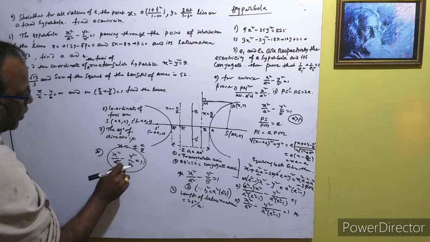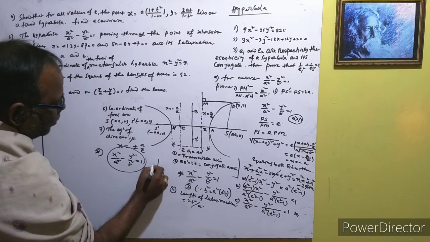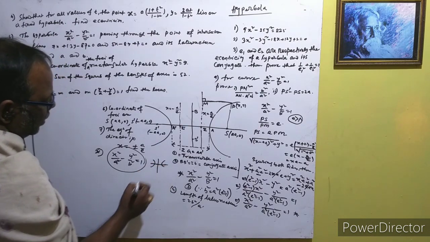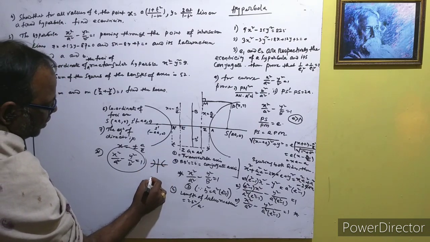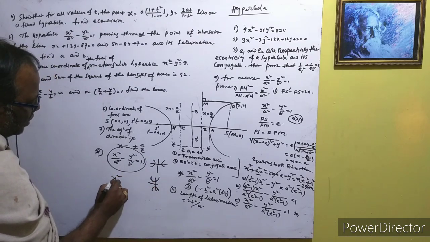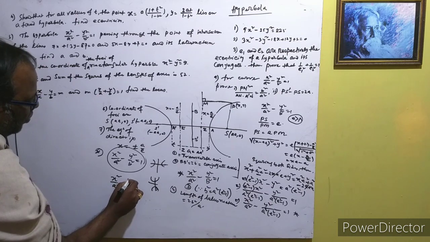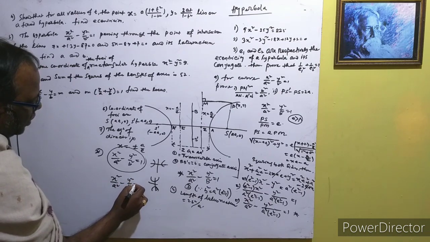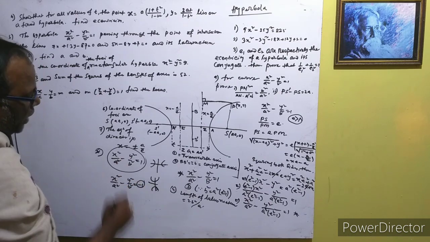And for the conjugate hyperbola, this is your equation. This is your drawing, and for the conjugate hyperbola is this. So what is the equation of that? Then it would be x square by a square minus y square by b square is equal to minus 1. Compare with that.